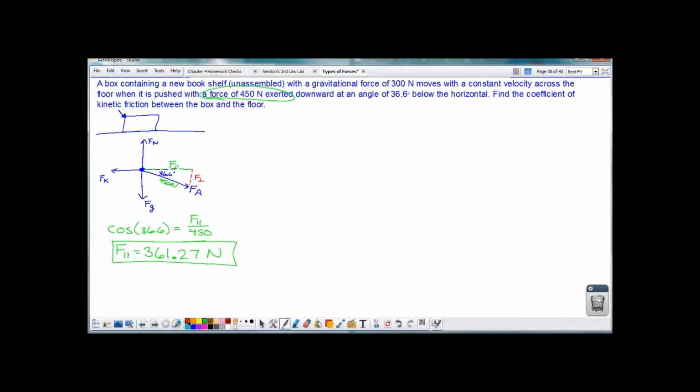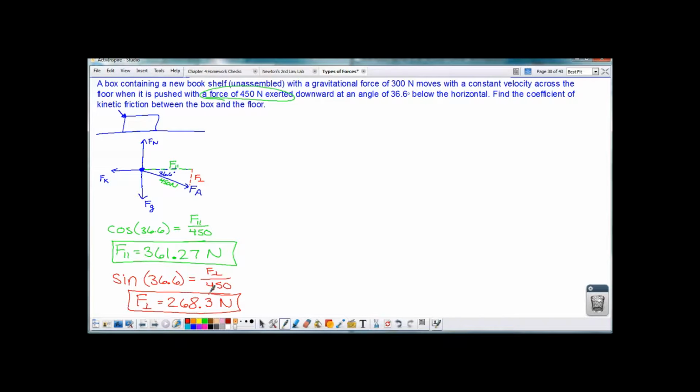Then I'm going to solve for the perpendicular side. That's the opposite of the angle. So I've got opposite, and I'm still going to use this 450, which was the hypotenuse. So I'm going to use the trig function of sine. The sine of 36.6 degrees is equal to the perpendicular component divided by 450. Multiply both sides by 450, and we will find the perpendicular component is equal to 268.3 newtons.